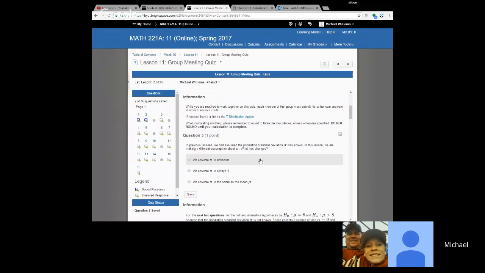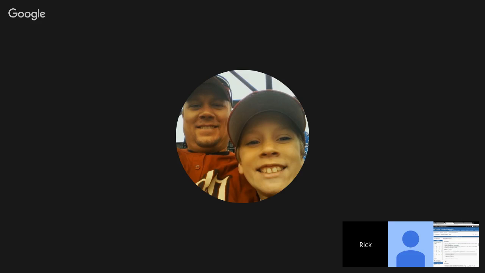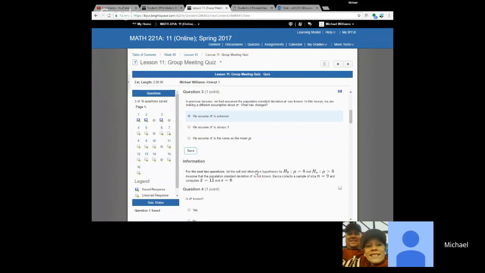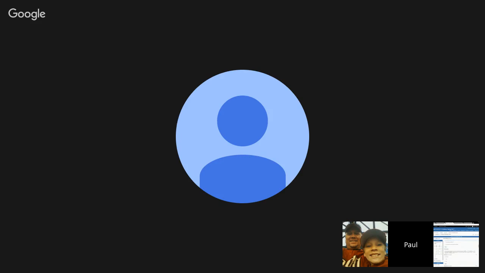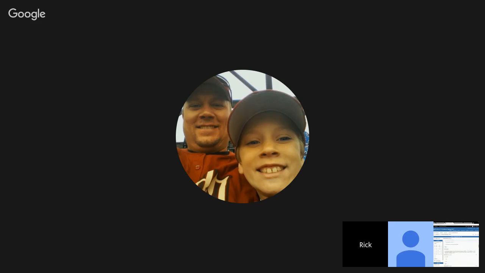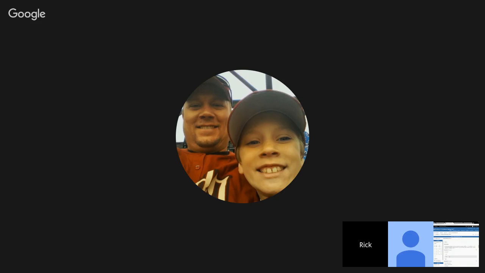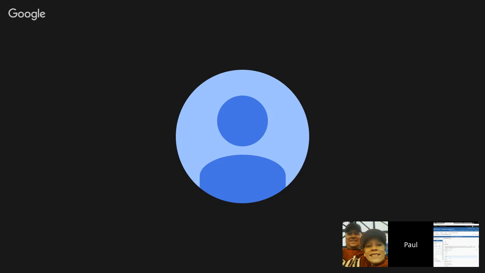T-distribution applet. In previous lessons, we had assumed the population standard deviation was known. In this lesson, we are making a different assumption about that. What has changed? It's unknown. Yeah, unknown. First one, definitely. Wouldn't that be nice if it was always one? And number 4 is kind of related. Yeah, number 4, it tells you right. It's funny, some of these tell you that the deviation is not known. Is the deviation known? No.